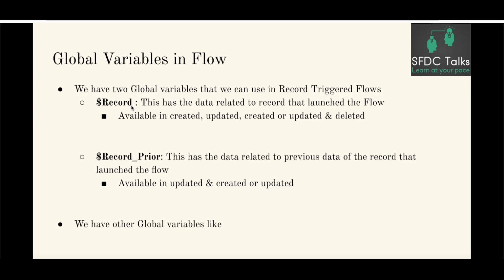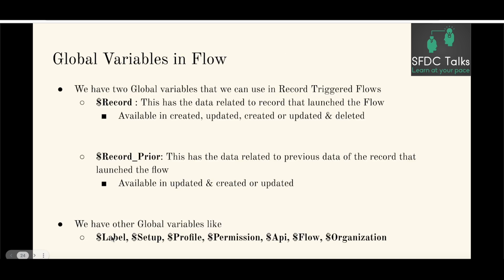We'll also see a few more global variables that are used. Something like we can use label, if you want to use the label information that we create in custom labels. Then we have setup, we have profile, permission, API, flow, and organization. Setup has the organization information that we can get from setup.